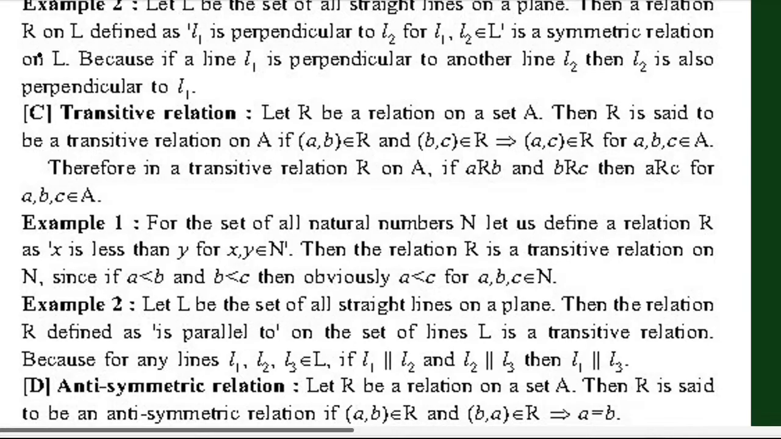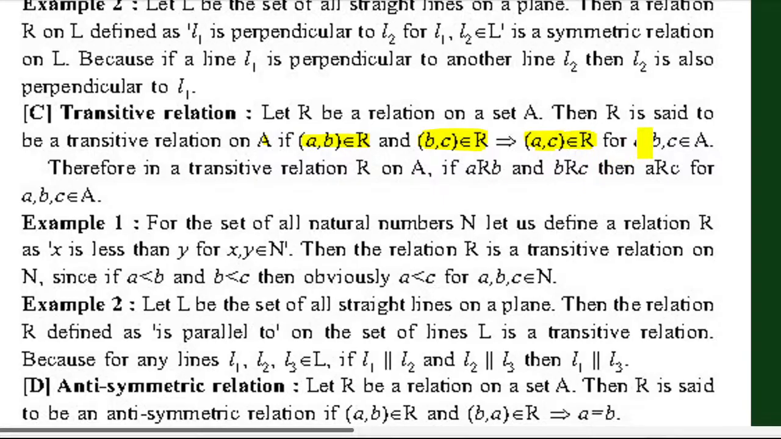Let R be a relation on A. What is the relation? R is said to be transitive if (a, b) belongs to R and (b, c) belongs to R, this implies (a, c) will also belong to R. A and B, then B and C, then this will say that (a, c) also belongs to R.